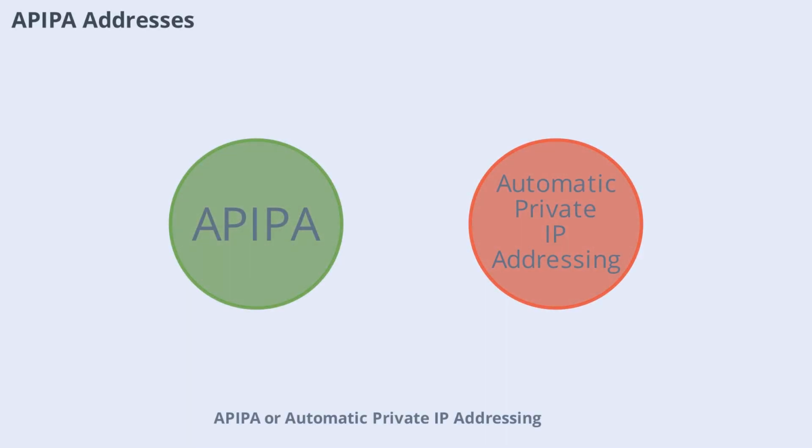APIPA, or Automatic Private IP Addressing, is a feature that assigns an IP address automatically when a device can't reach a DHCP server. APIPA addresses are in the range 169.254.0.1 to 169.254.255.254. This allows devices to communicate on a local network even if there's no DHCP server available.